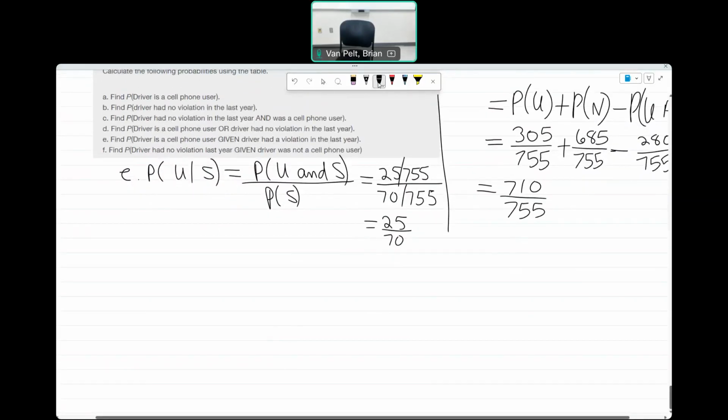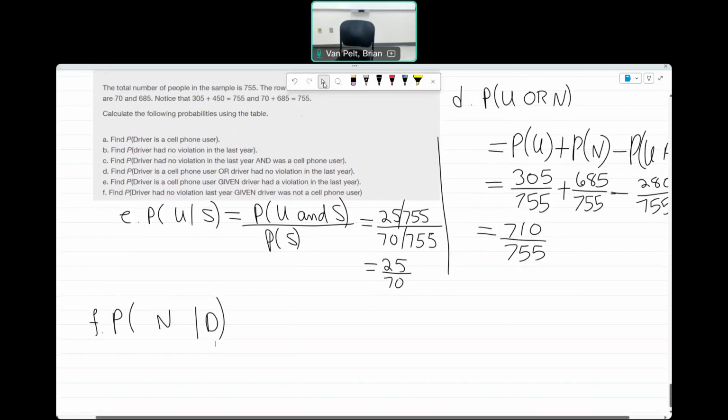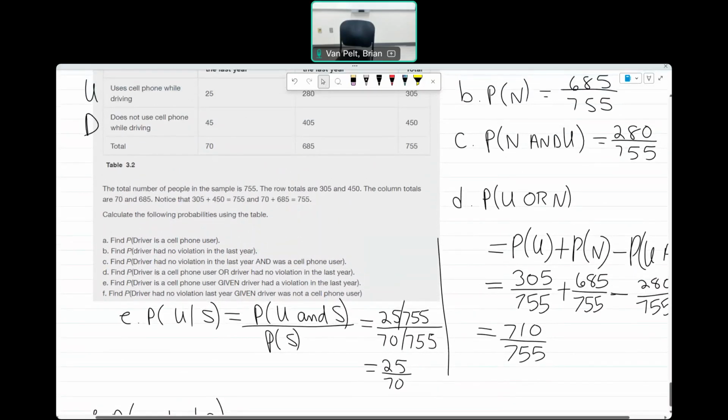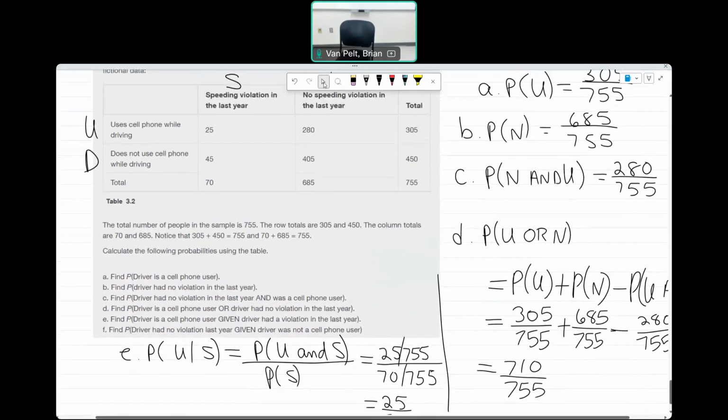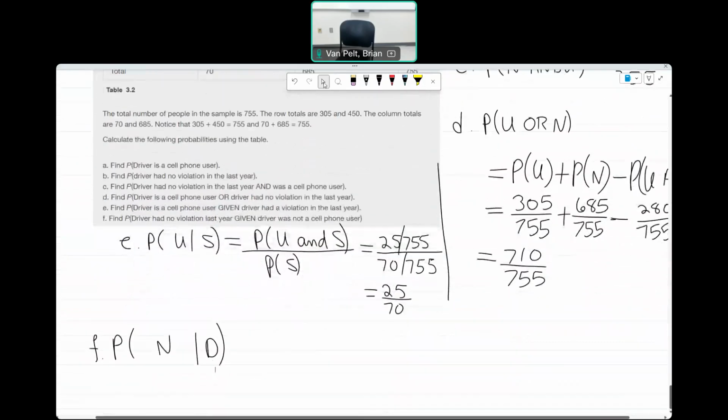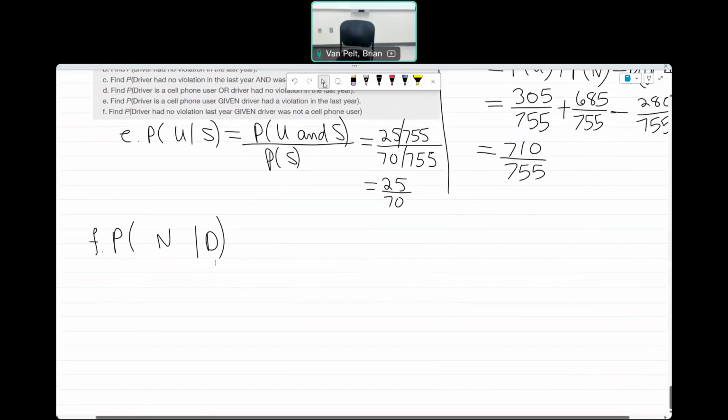That is the probability that they had no violation. To make sure I'm doing the right letters: no violations, where is that? That's what I'm using N for. And then not a cell phone user, that's a D. Bam. So we're good there.